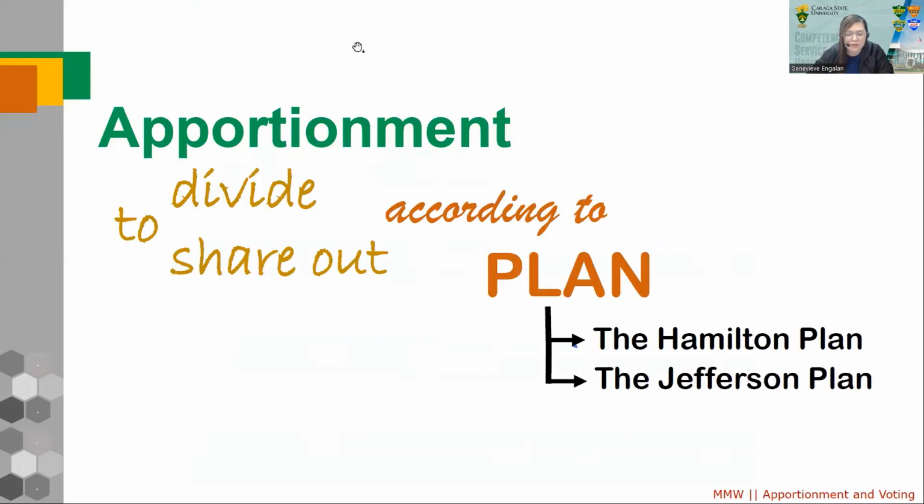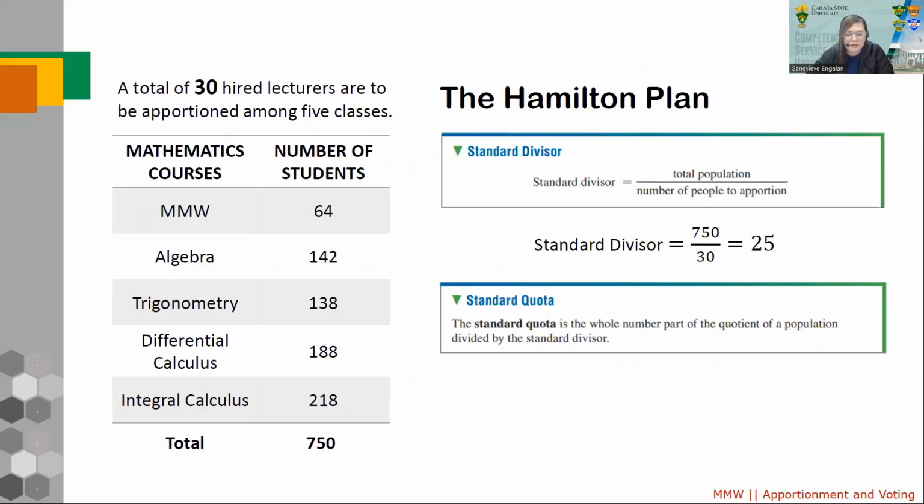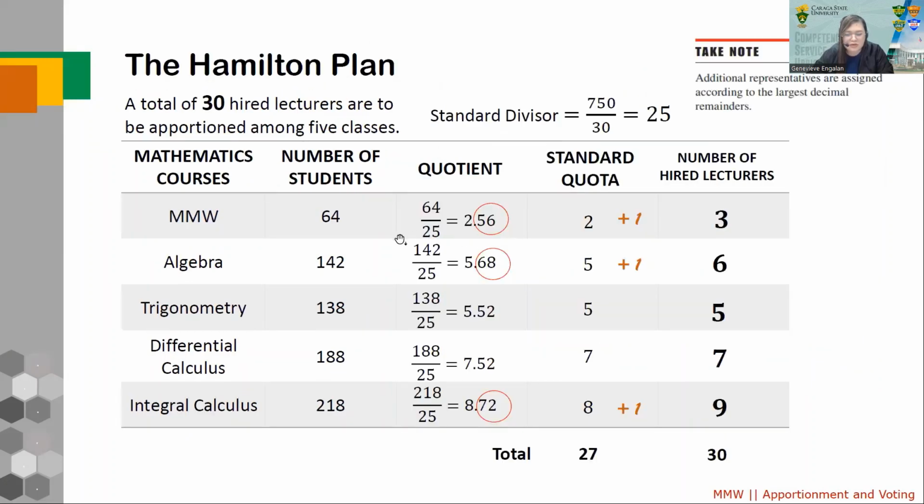We have two methods, the two plans that we discussed: the Hamilton plan and the Jefferson plan. In the Hamilton plan, for the shortfall from the standard quota, we add 1 starting from the largest decimal place. So we add 1 to the largest, then the next, and then the next. We added 1 only three times since we were only short by three of the 30.